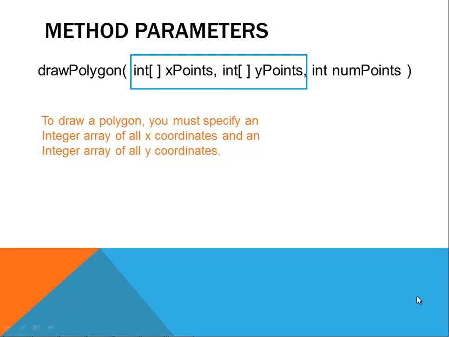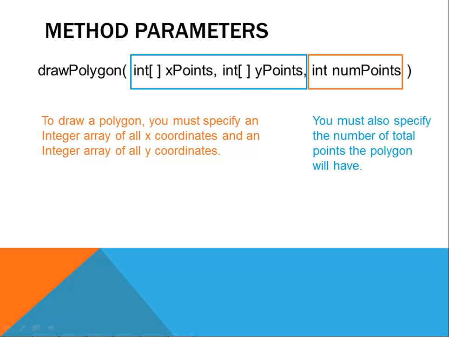The drawPolygon method accepts 2 integer arrays and then an int numPoints. To draw a polygon, you must specify an integer array of all x coordinates and an integer array of all y coordinates. You must also specify the number of total points that the polygon will have, int numPoints.